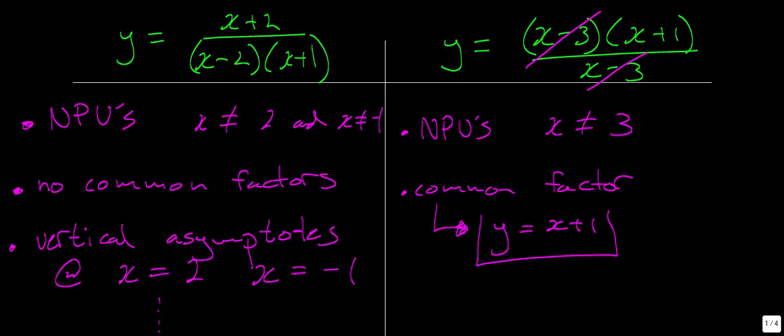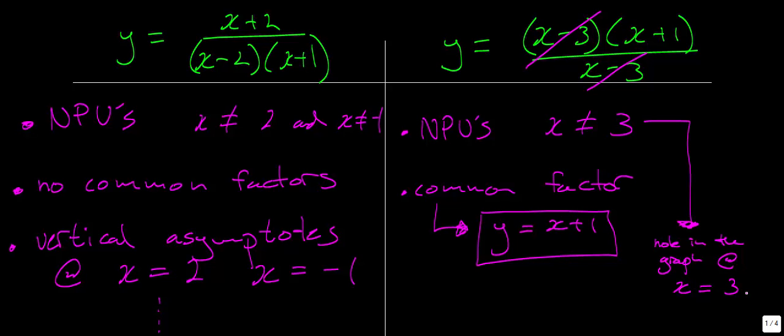And when that happens, something funky happens compared to what we had with the function on the left-hand side. Wherever we have this NPV right here, it's going to make a hole in the graph. So there's going to be a hole in the graph at x equals 3. So we're not going to actually have a vertical asymptote like we first thought we were going to have right here. We're going to just have a hole.